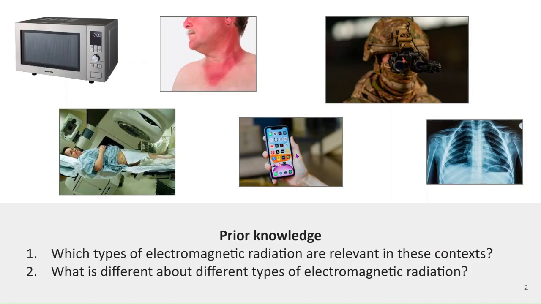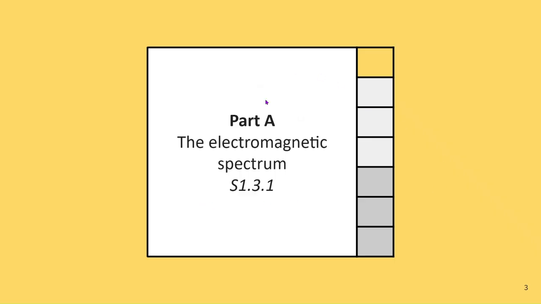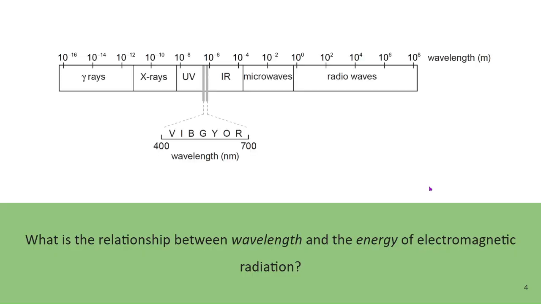Your phone also uses radio waves to communicate. This is an X-ray, right? So what is different about all these things? That's what we're going to think about and learn today. So this is the first part of 1.3, the electromagnetic spectrum.